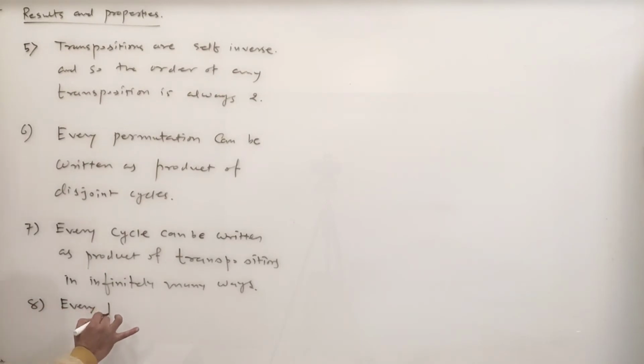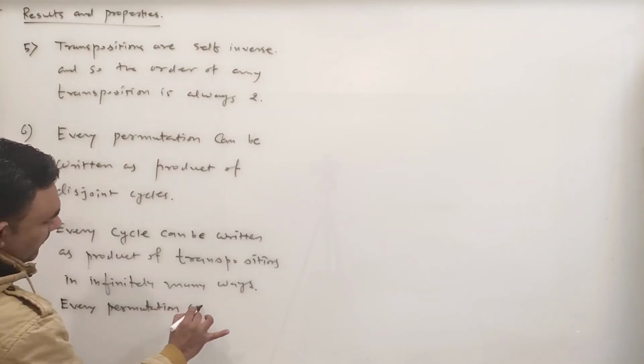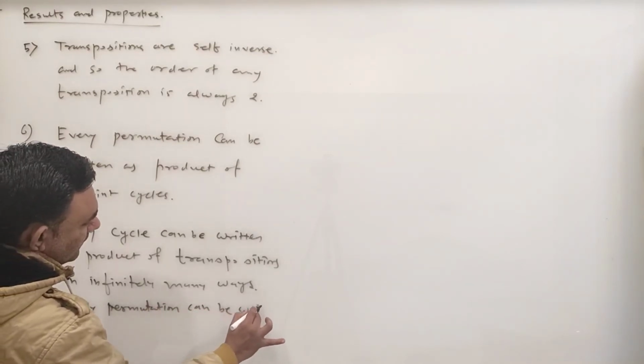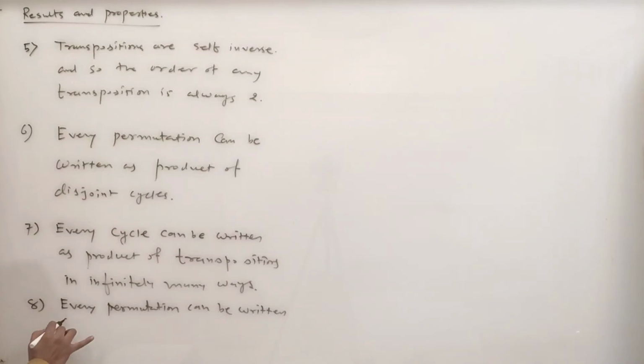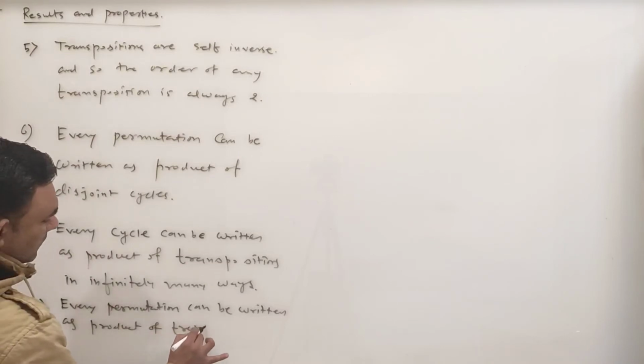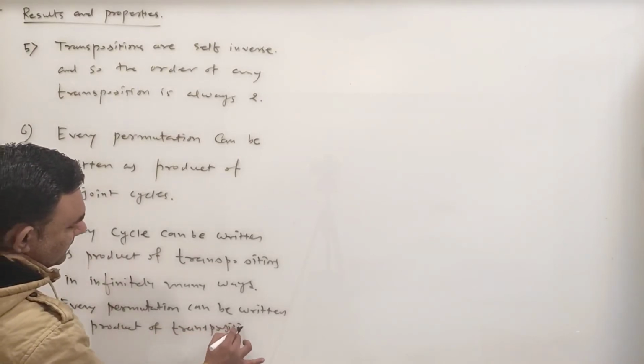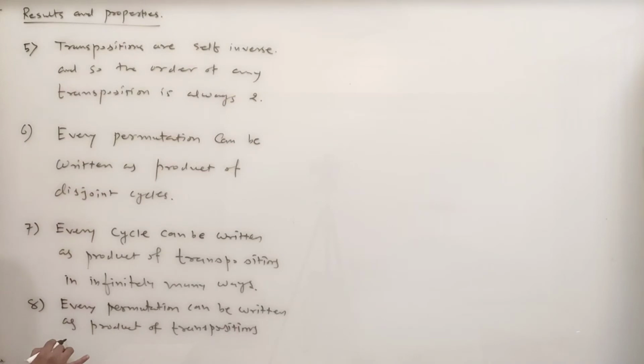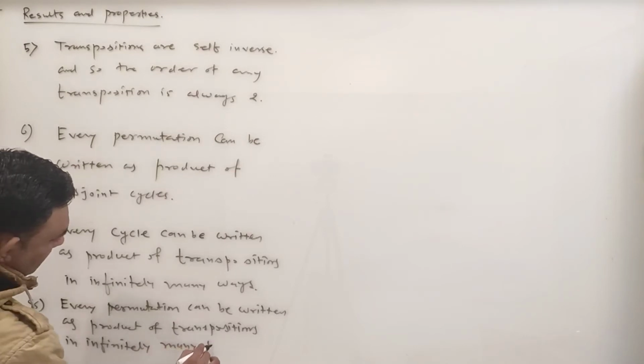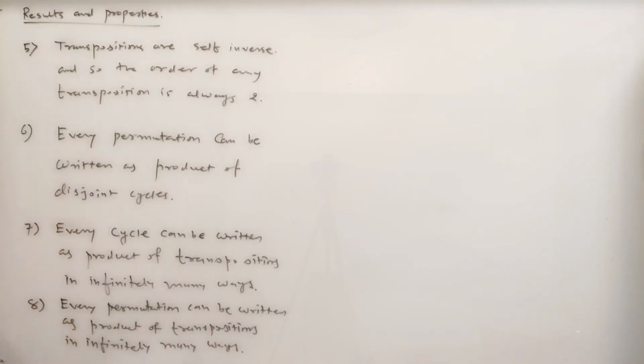So हमारा next result बनता है 8: every permutation can be written as a product of transpositions in infinitely many ways. एक एग्जांपल देख लेते हैं.